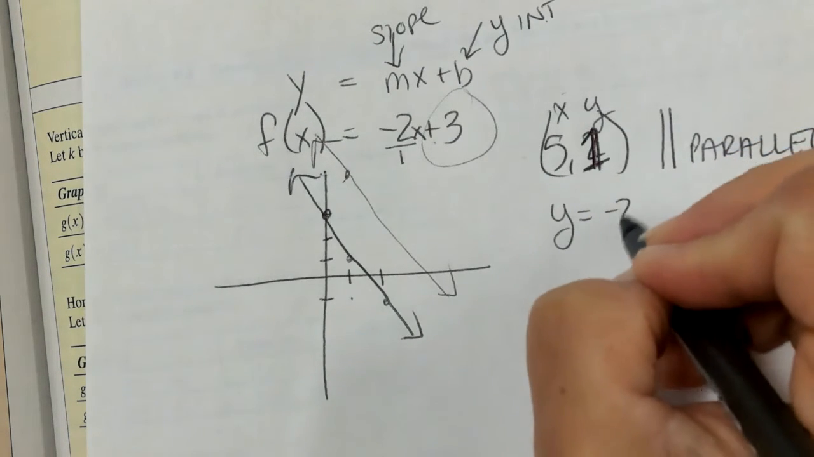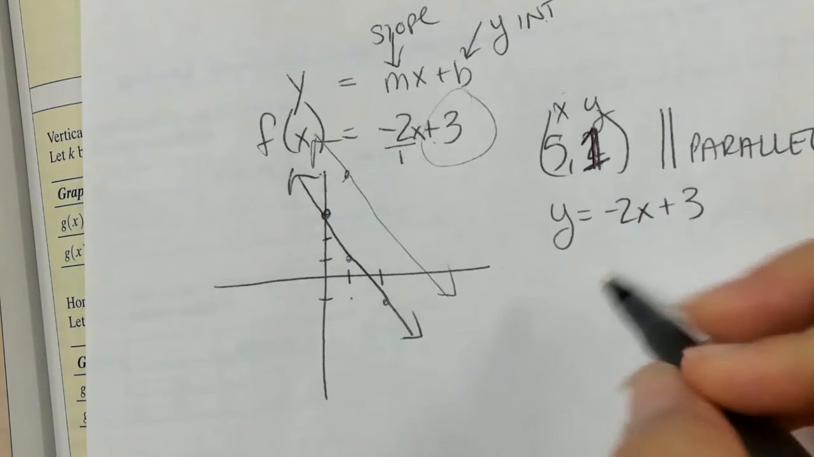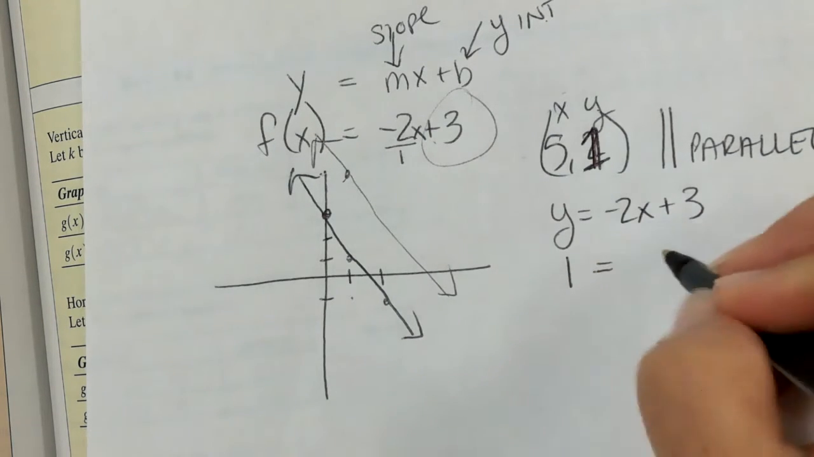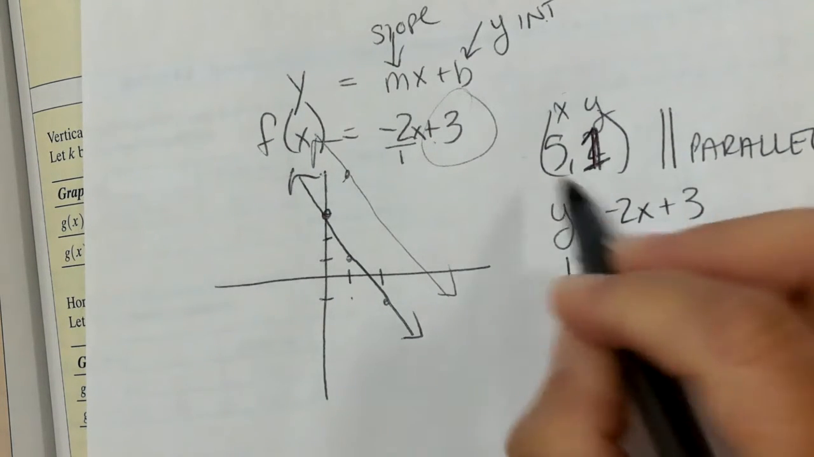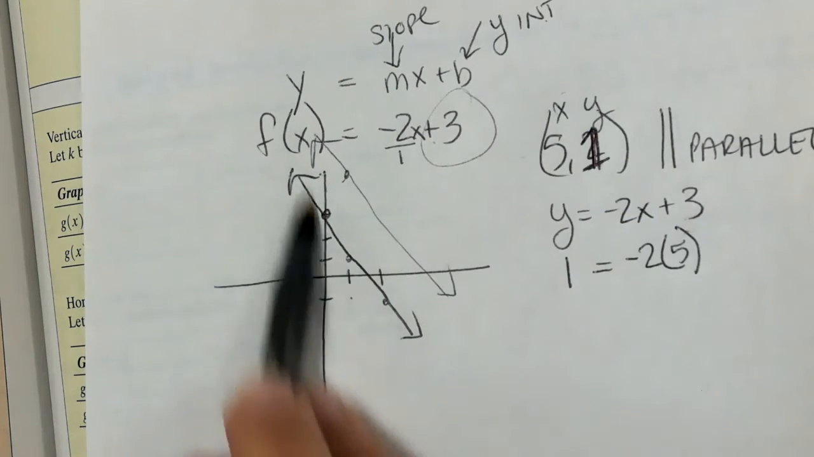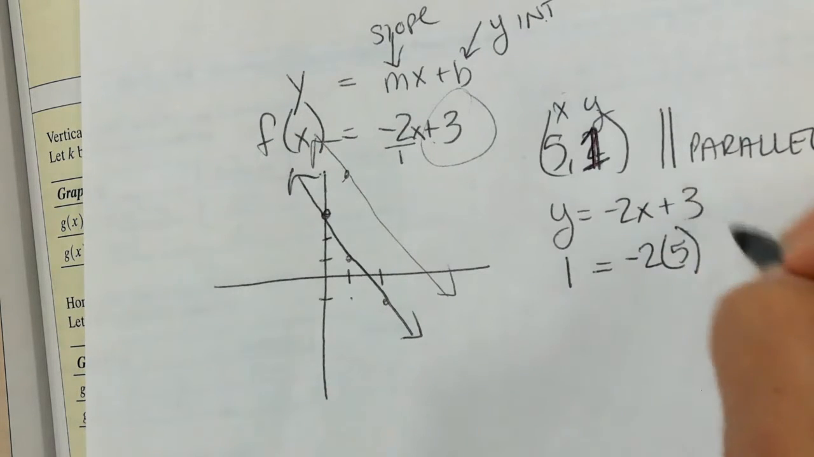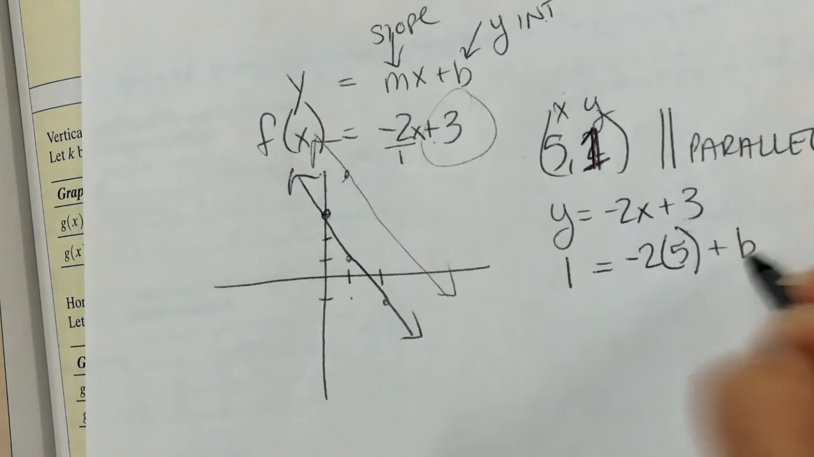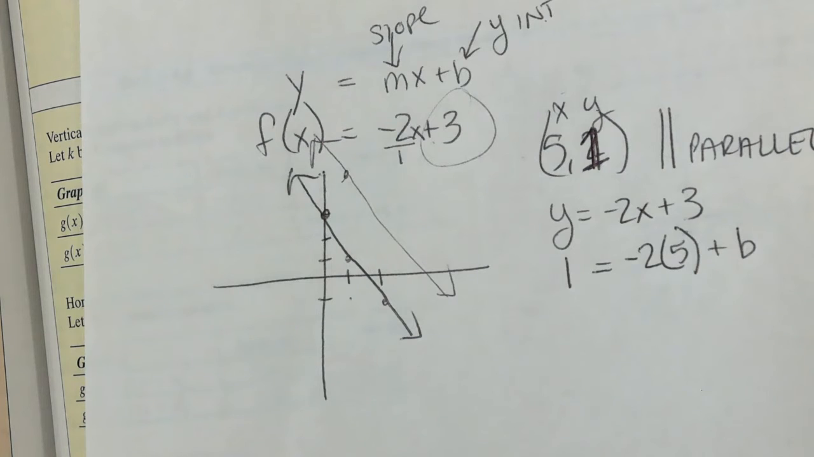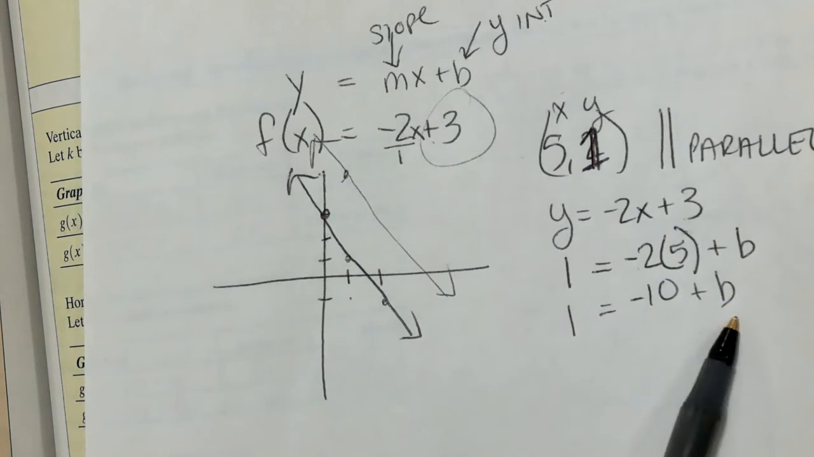So y equals negative 2x plus 3. Let's plug them in here. Your y is 1, so 1 equals negative 2 times our x value, which is 5. We're going to drop this because it is part of the old equation line. We don't need this; we need the new place it crosses the y-axis. So we'll just put plus b so we can figure out what it is. Now we're going to solve. Negative 2 times 5 is negative 10, so we have 1 equals negative 10 plus b.